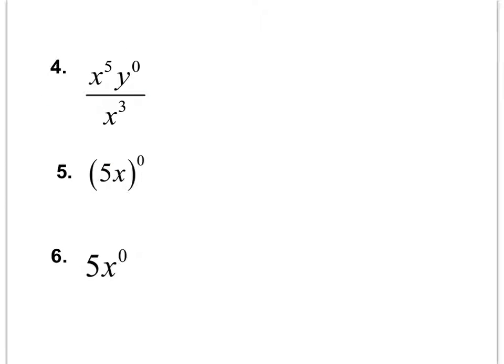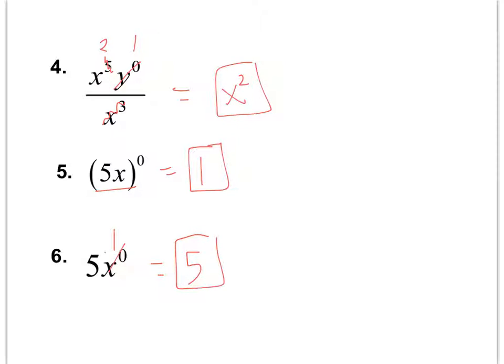Now let's look at a couple of these unique examples. So x to the 5th, y to the 0 over x to the 3rd. This y to the 0 turns to a 1, but now I can continue to simplify the x's. So I'm left with x squared. 5x all to the 0 power is 1, but what's 5 times x to the 0 power? Yeah, x to the 0 power turns to 1, and what's 5 times 1? 5. So sometimes you just got to be careful on where that 0 is, or what exponent 0 is attached to.